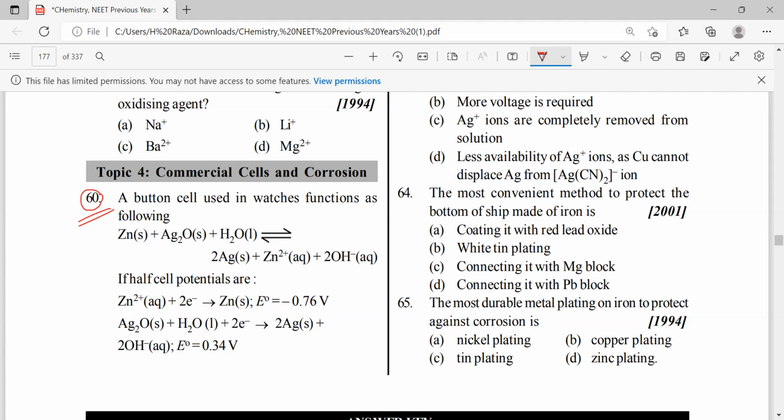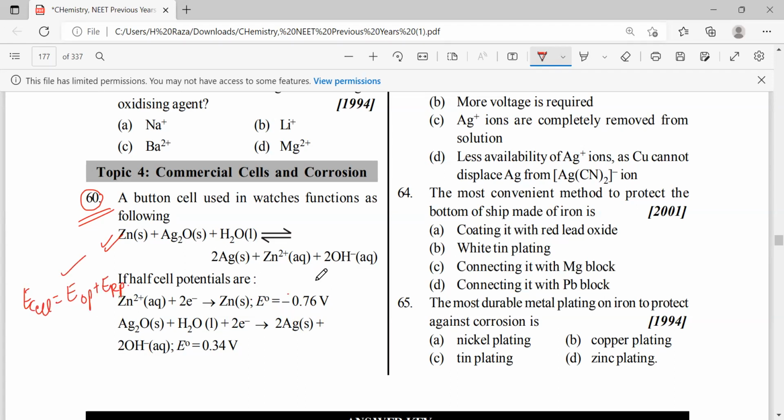You need to calculate the cell potential. Whenever you need to calculate the potential, you just need to add all the potentials you got. Sir, is the answer 1.10? Yes, it is. How did you solve it? You can see this is oxidation. We need to calculate E cell. That means we need to add the oxidation potential plus the reduction potential.